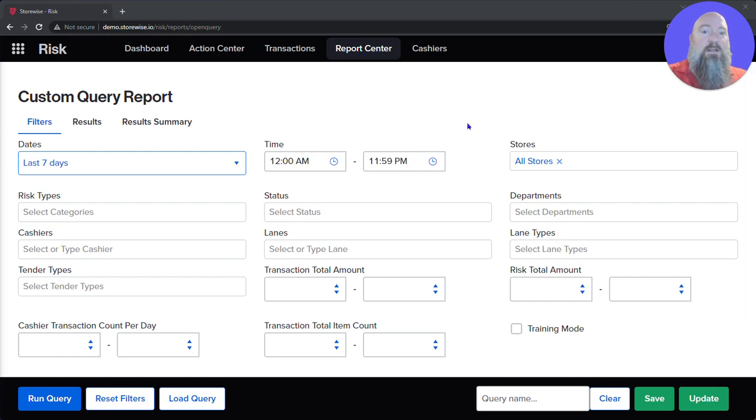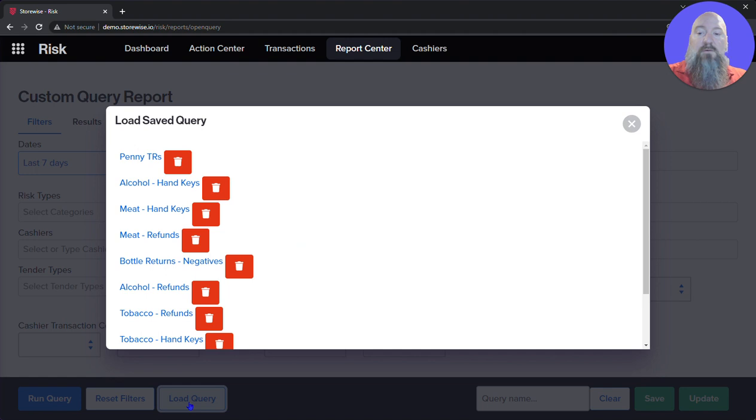So today we want to go ahead and look at hand keys and understanding how our hand keys are being used in our stores. So I've already built some reports, and what I want to do is go to load query, and we're going to go ahead and look at a meat hand key.